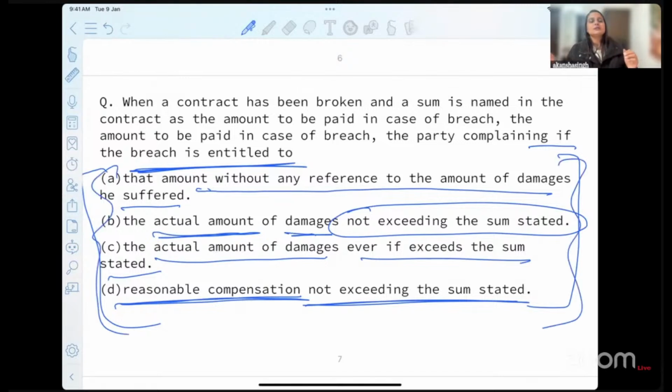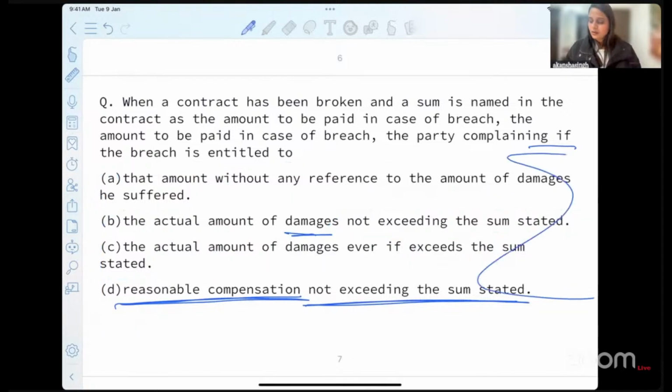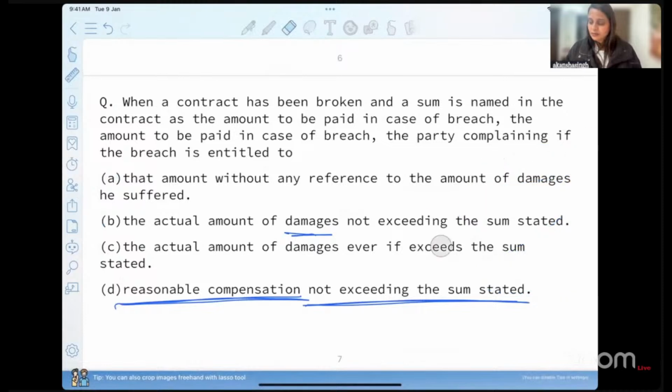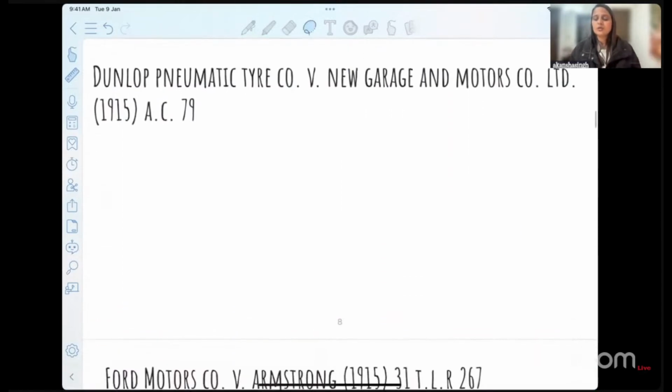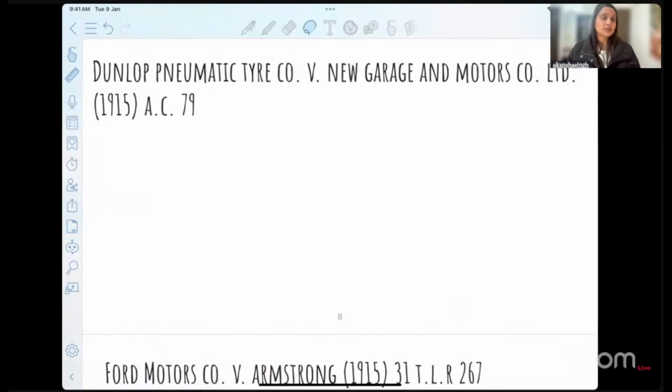Okay, whether it is the actual amount of damage, whether it is the reasonable compensation, whether it can exceed the sum stated, or whether it cannot exceed the sum stated. So you can drop your answer as A, B, C, D in the chat box. If you have any doubts with regards to whatever we are discussing, you can continuously write in the chat box. We'll take up the questions at the end of the lecture.